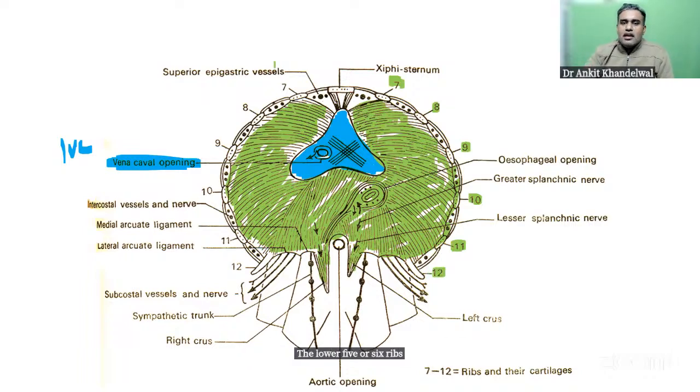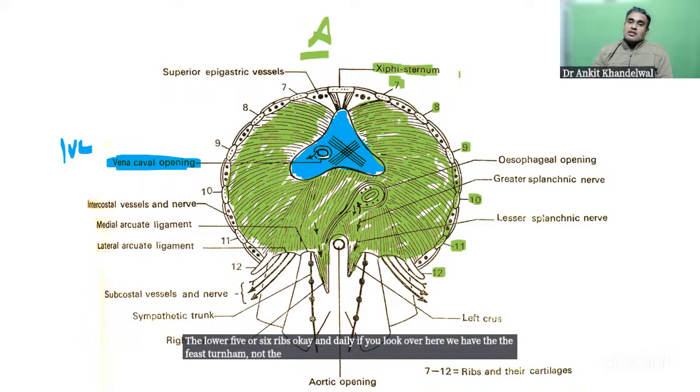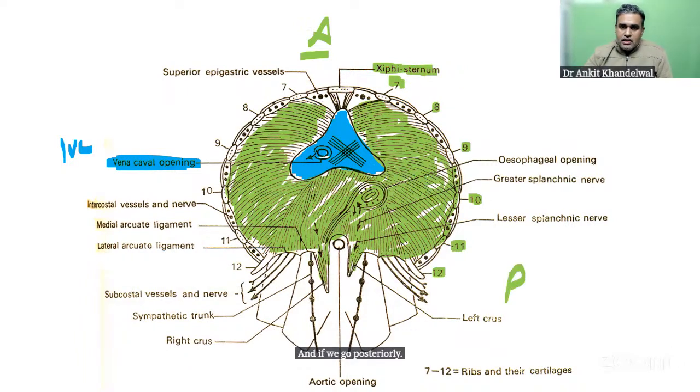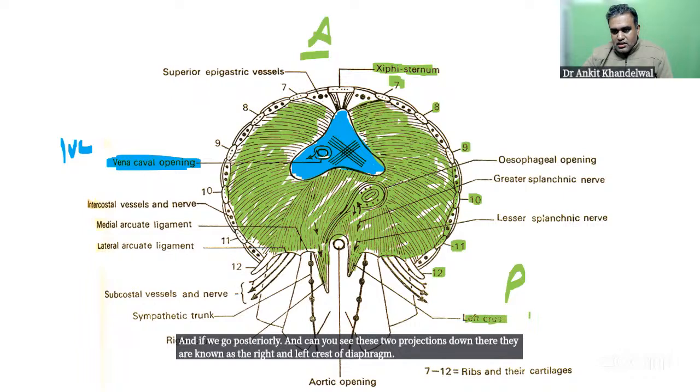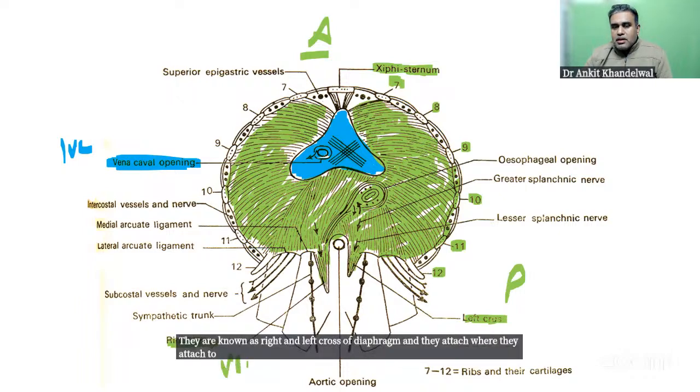And if you look over here, we have the xiphisternum, not the manubrium, but the xiphisternum anteriorly. And if we go posteriorly, can you see these two projections going down? They are known as the right and left crus of diaphragm, and they are attached where? They are attached to the vertebrae behind.